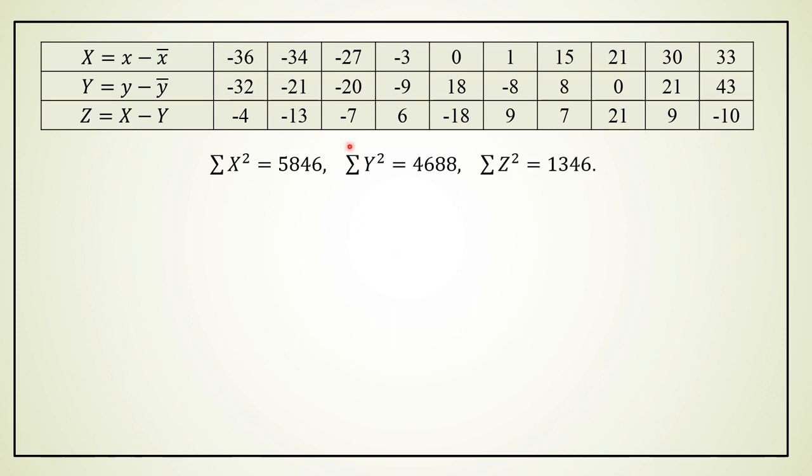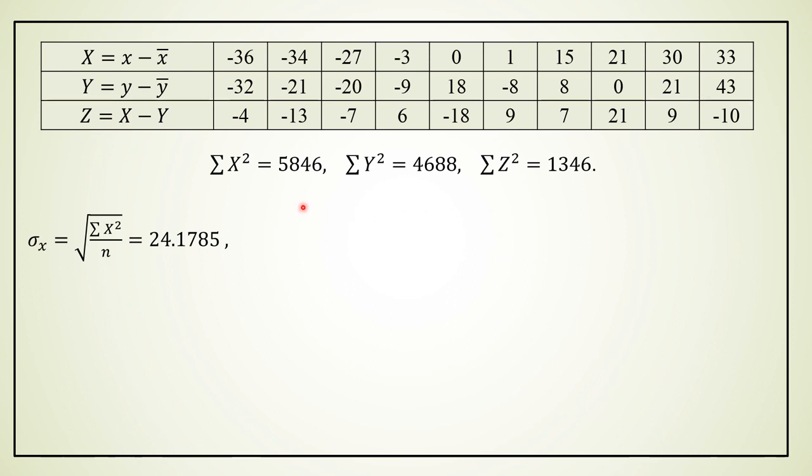So, after computing capital X, capital Y and capital Z, compute the summation of squares of capital X, which is equal to 5846, the summation of squares of Y, which is equal to 4688, and the summation of squares of Z, which is equal to 1346. Okay.